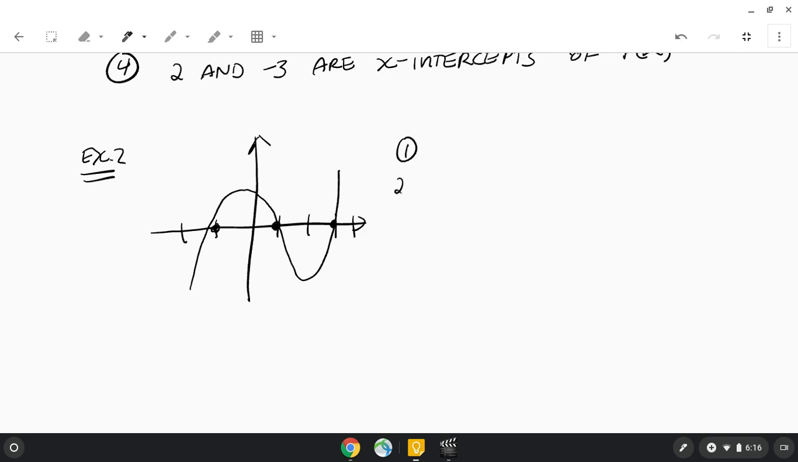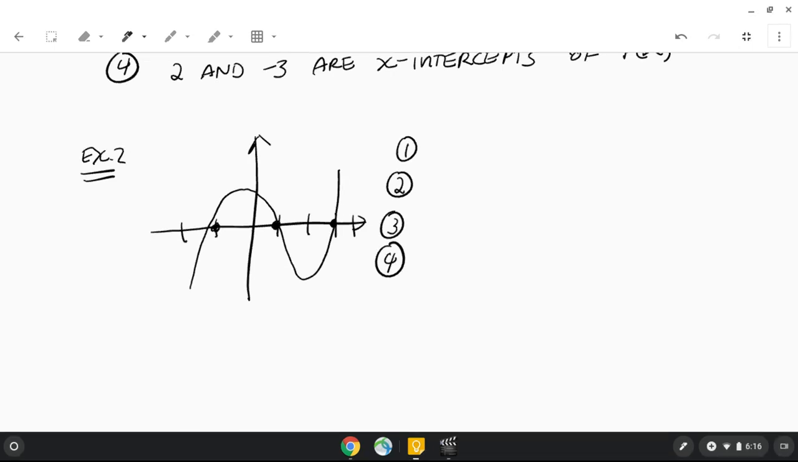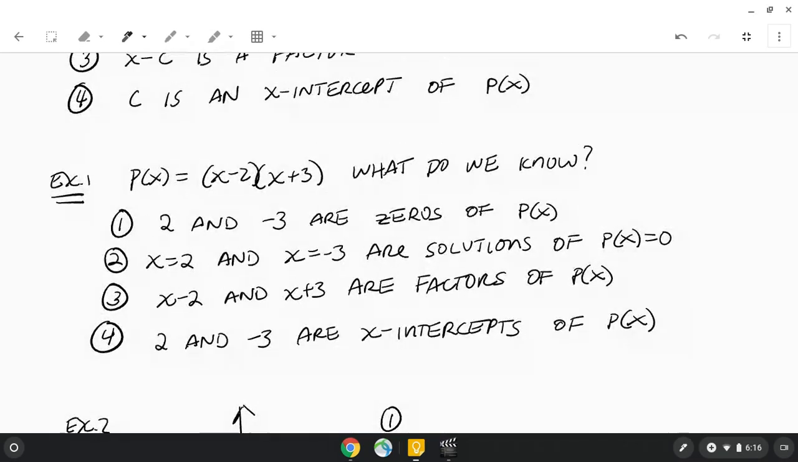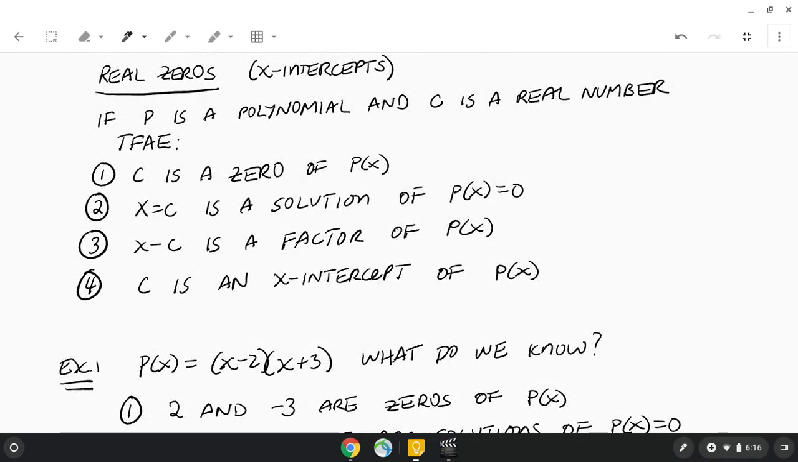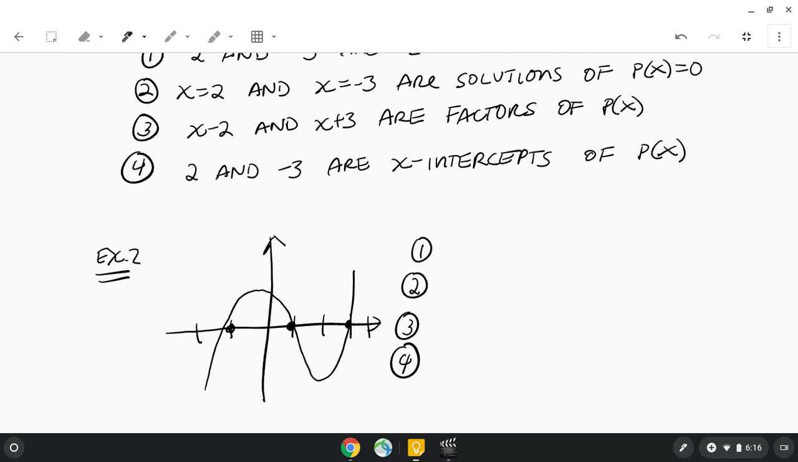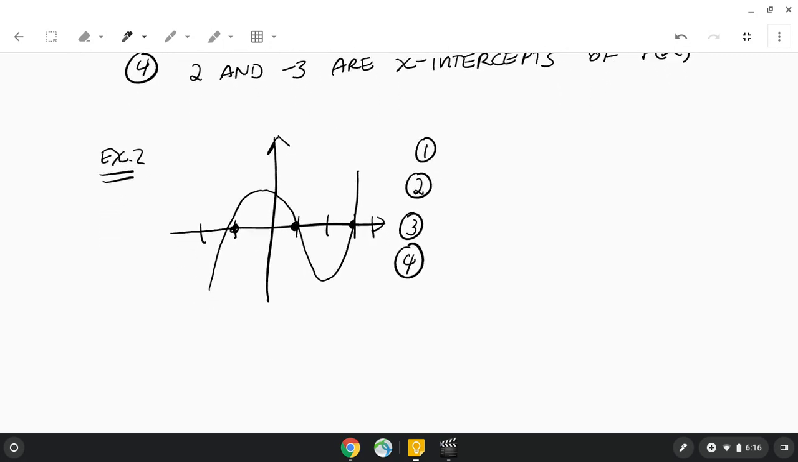So we're going to go through each one of these again. Okay, and if we take a look, this is what we can tell from the graph. So let's go ahead and begin with that one. So the intercepts negative 1, 1, and 3 are x-intercepts.